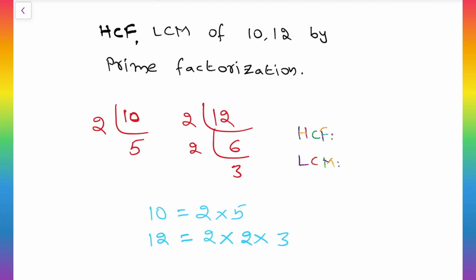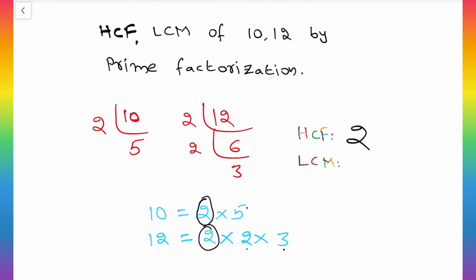So for finding the HCF, first we need to check the numbers which are common. Here 2 is there, here also 2 is there. Nothing else is common. Here 5 is there, but 5 is not there anywhere here. Here an extra 2 is there, here 2 is not there, here 3 is there, 3 is not there. So only 2 is common. Then our HCF will be 2.